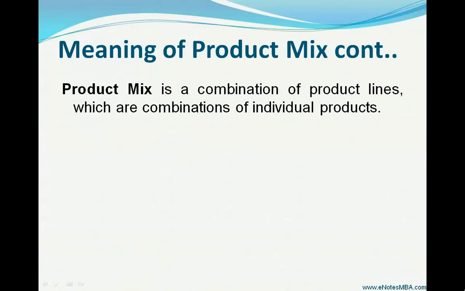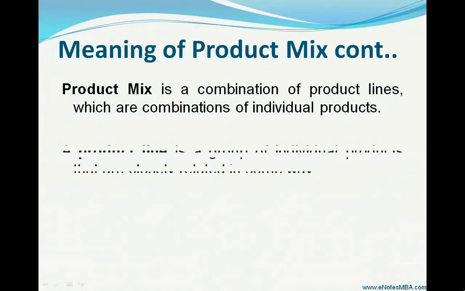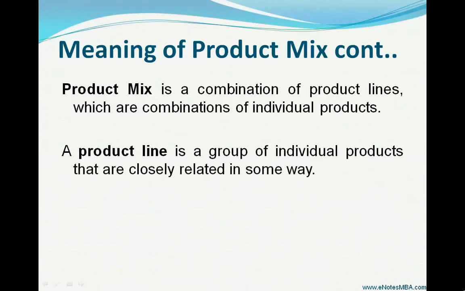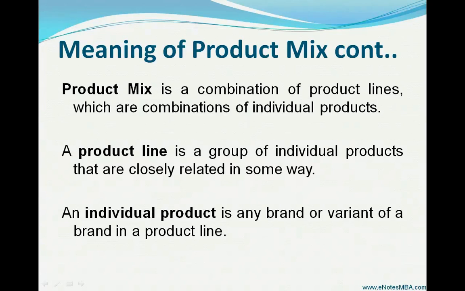Product mix is a combination of product lines which are combinations of individual products. A product line is a group of individual products that are closely related in some way. An individual product is any brand or variant of a brand in a product line. So, product mix or product assortment refers to the number of product lines that an organization offers to its customers.